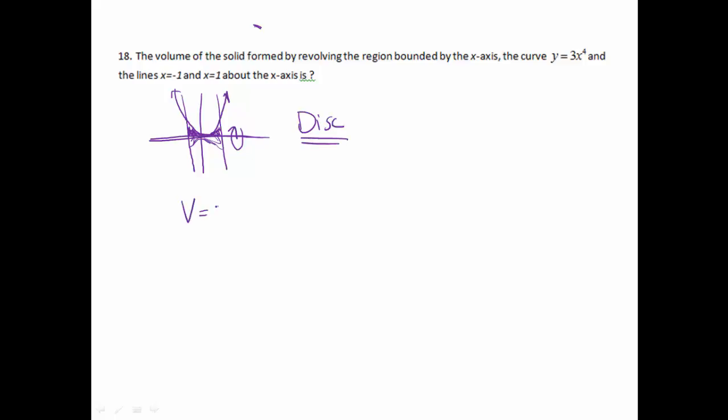So we're going to have volume equals pi. It's going to go from x equals -1 to x equals 1. My radius is going to be 3x to the 4th, and it will be radius squared. And then from here, this is a calculator problem, so we can just plug that into our calculator. And when we calculate it to 3 decimal places, it will be 6.283.